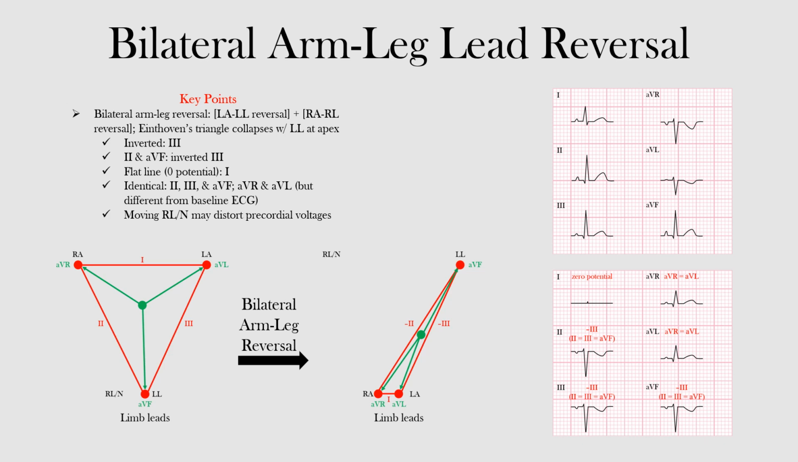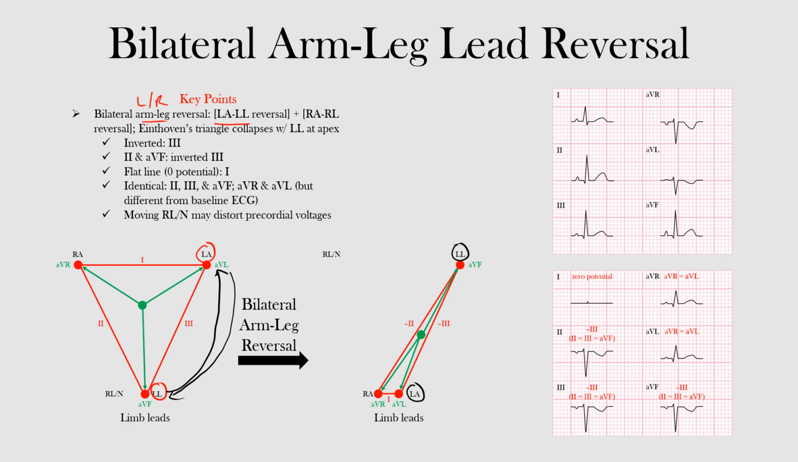apex. So again, when we talk about this arm and leg reversal, we have a reversal of the arm and leg on each side. That means the left and the right. So the left arm and left leg are being switched. Here's our left arm, and this is our left leg, and you're having these two being switched so that now our left leg is up here and our left arm is here.